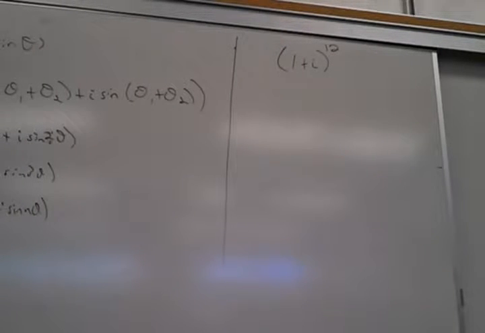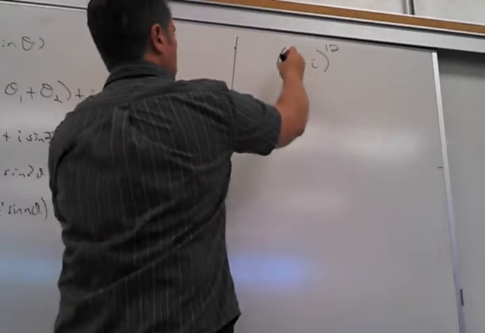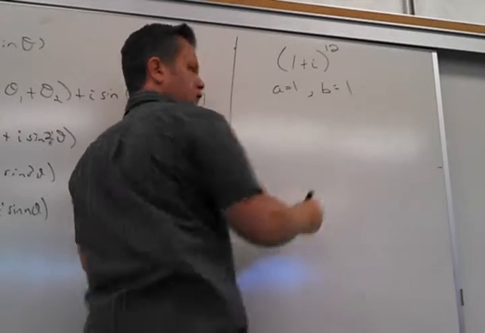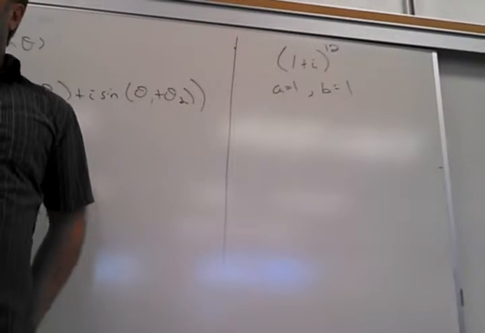So first try to rewrite that in this form. And remember, how do you do that? What's A and B here? 1 is A, B is 1. Beautiful. So the angle is going to be easy to figure out, right?